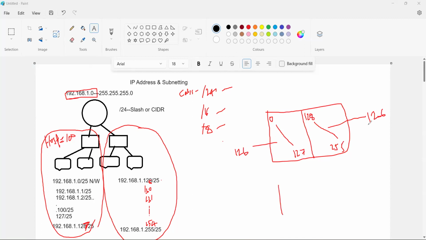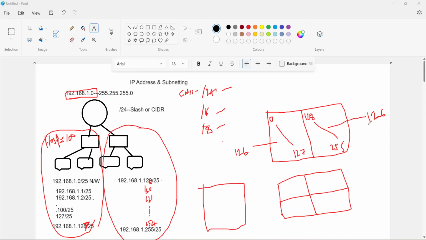If you want 4 blocks, you can do it. Even if you want 8 blocks, you can do it likewise. 8 subnets means, here we have 2 subnets, and here we could have 8 subnets, meaning one LAN connectivity and other LAN connectivity. However many subnets you require, it is possible with the help of subnetting.